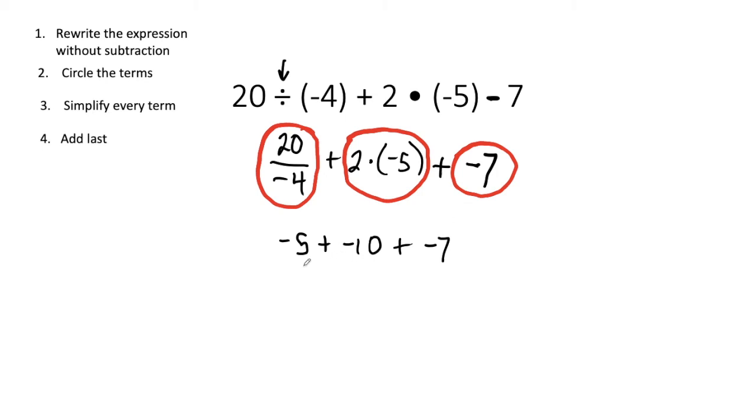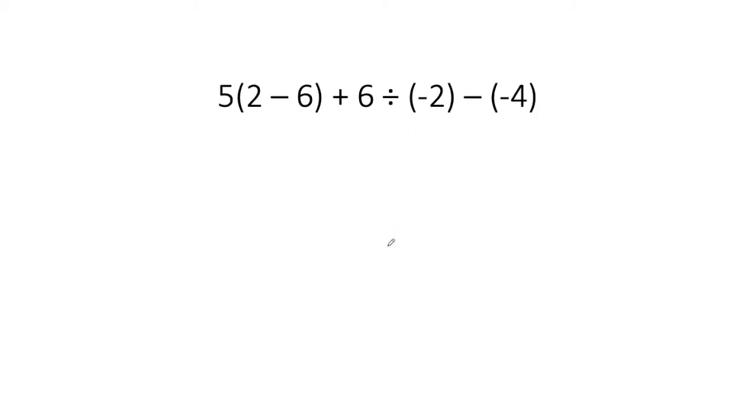Okay, all your terms are simplified down to one number. It is time to add your terms together. So we're going to combine all these negative ones together. I think I'm going to add the negative 5 and the negative 7, just because that's easier for me. So negative 5 plus negative 7 is negative 12. 5 negative ones, 7 negative ones, 12 negative ones altogether, plus 10 negative ones for a total of 22 negative ones, or negative 22. All right, this one's a little different, but we're going to do the same steps.